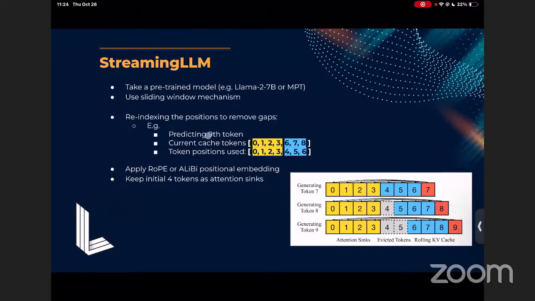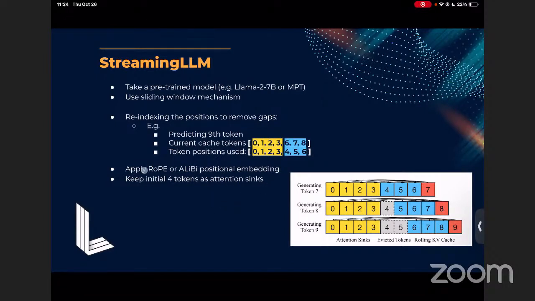So say we're predicting the 9th token. So our current cache tokens are 0, 1, 2, 3, 4, 0, 1, 2, 3, 6, 7, 8, 9. But then instead of saying 0, 1, 2, 3, 6, 7, 8, the token positions that we would tell the model would be 0, 1, 2, 3, 4, 5, 6. So this gap here is removed. And this has just been proven to improve like long range dependencies.